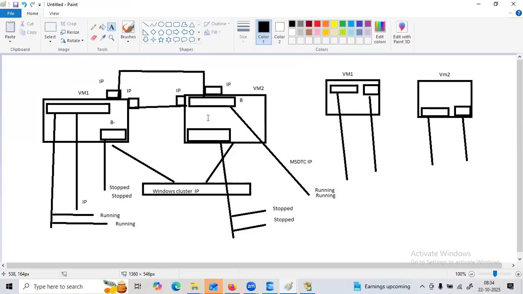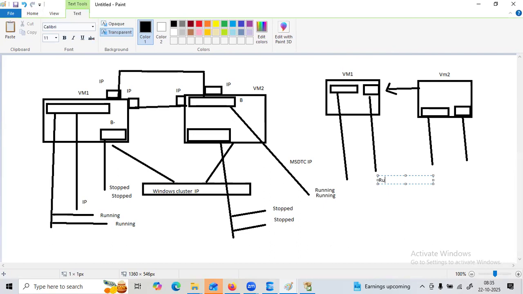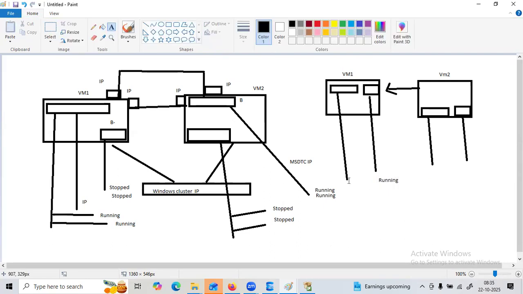So initially we have VM1 computer and VM2 computer. We install A and add it here, and install B and add it here. Later at some point of time, we fail over B to VM1. Then what will happen? The SQL servers will be running here. In a way, it's already running here.